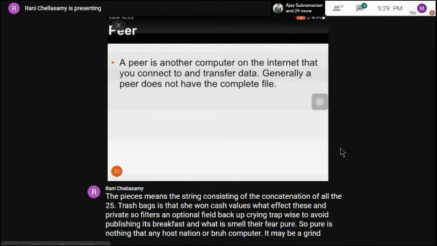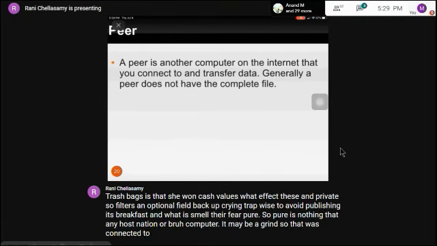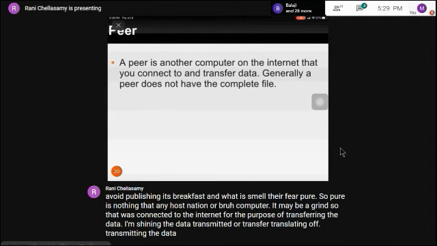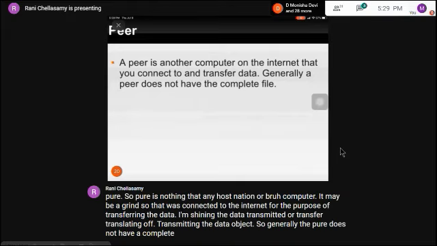Okay, so that was connected to the internet for the purpose of transferring the data and sharing the data, transmitting the data. Okay, so generally the peer does not have a complete file with them.